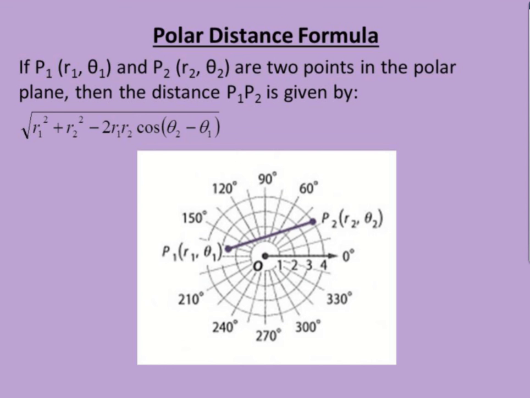It is possible to find the distance between 2 points in polar. Your first point, P sub 1, is r sub 1 and theta sub 1. Your second point, P sub 2, is r sub 2 and theta sub 2. These are 2 points in the polar plane. To find the distance between those points, we do the square root of r sub 1 squared plus r sub 2 squared minus 2 times r sub 1 times r sub 2 times the cosine of theta sub 2 minus theta sub 1.